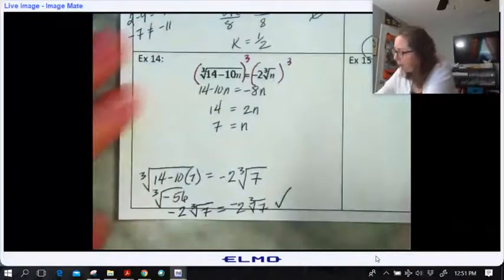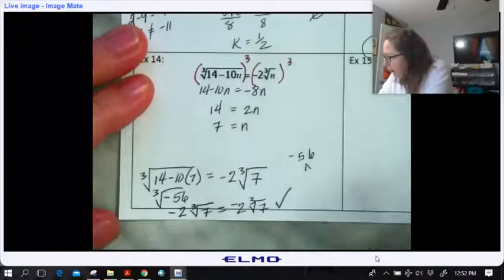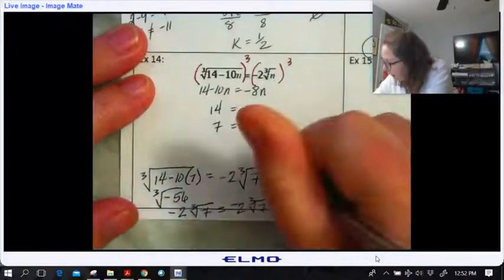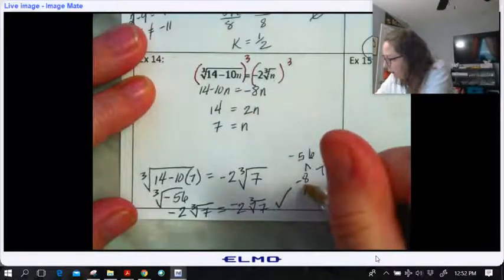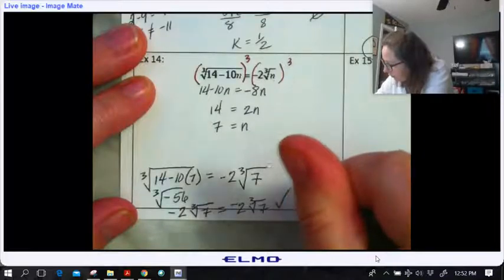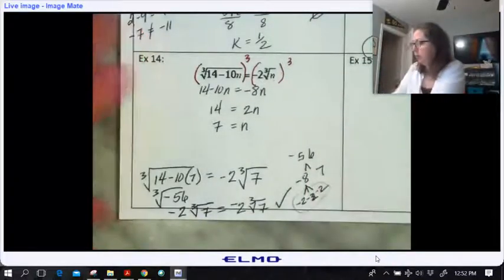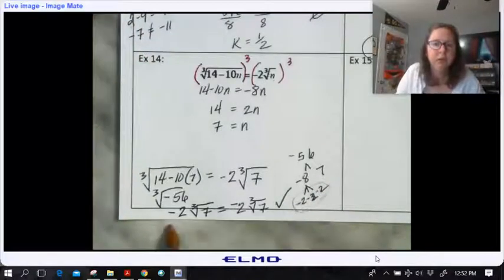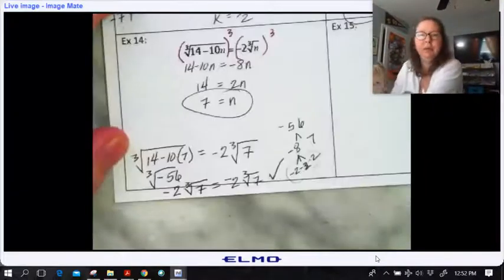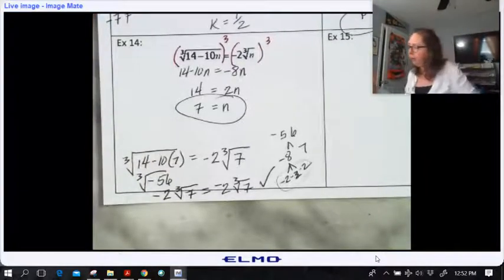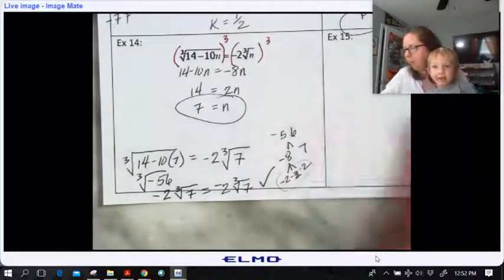Okay, if you want to see me break down the 56 a little better, I just did negative 8 times 7, and then this is the same as negative 2 three times. Oops. And so that's a cube. There's 3 2's, so they could come out. So n equals 7 is definitely an answer. Okay. Here, you help me. We have one more problem, okay?